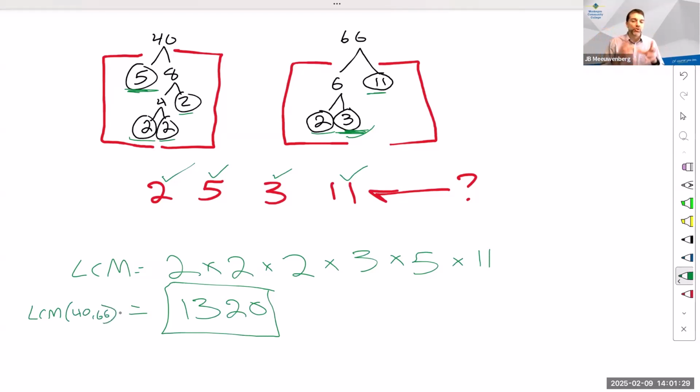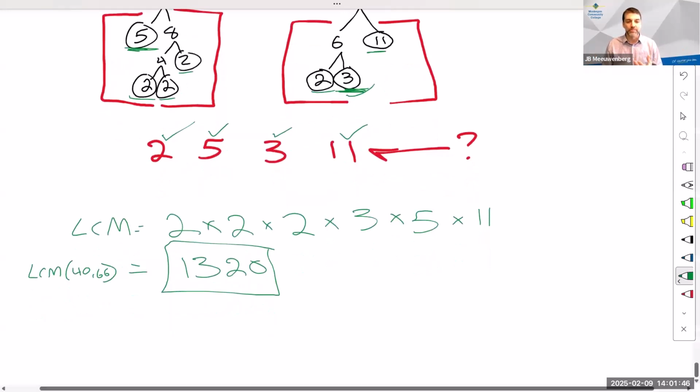So it's looking at the prime factorizations, looking at all the different prime factors, and then choosing the most number of times that each individual factor occurs in either of those numbers. I think this is kind of confusing to look at. I like to organize my information a little bit better.